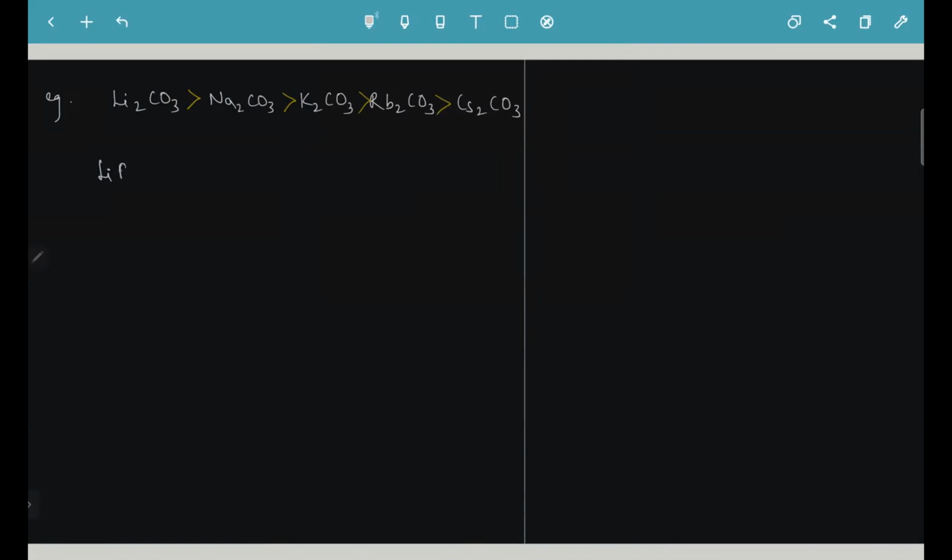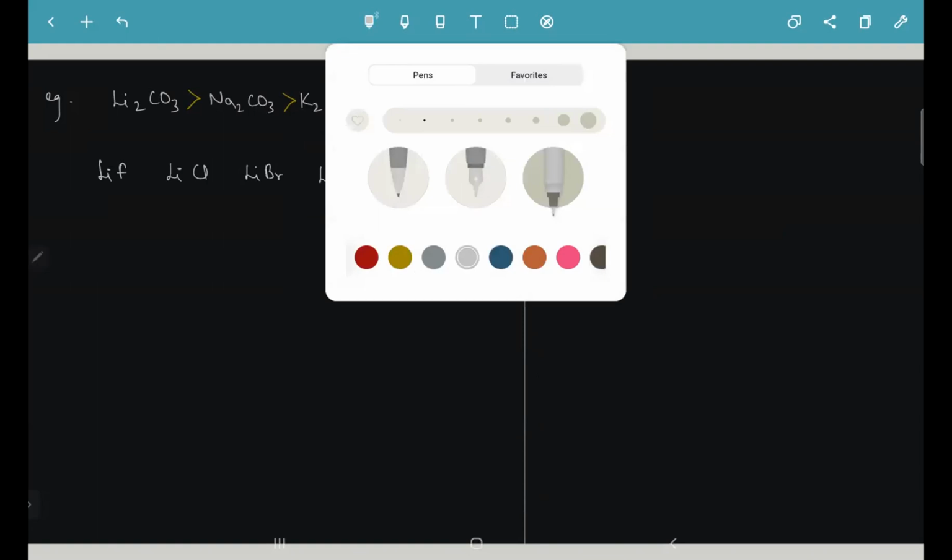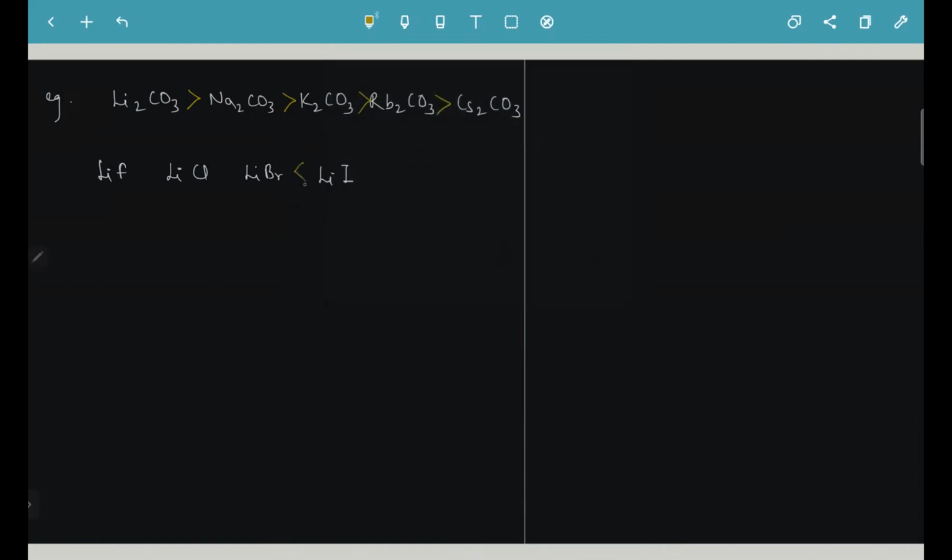As the size of an anion increases, covalent character increases. Lithium fluoride, lithium chloride, lithium bromide, and lithium iodide. The covalent character increases with increase in size of the anion. It is the iodide which will be more covalent than bromide, then chloride, then fluoride.